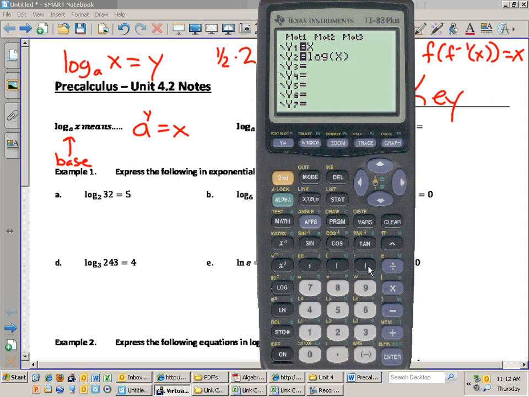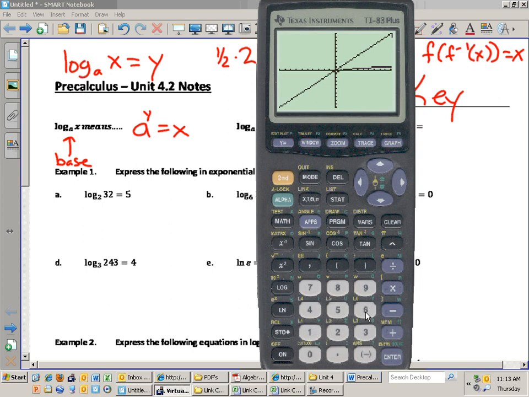And then we want to punch in the inverse, which would be 10 to the x power. So log of x and 10 to the x, those are inverses. And if they are inverses, when we graph them, one should be reflected over the line y equals x. You remember the graph from the other day. Let's zoom standard, zoom 6. Standard viewing window.